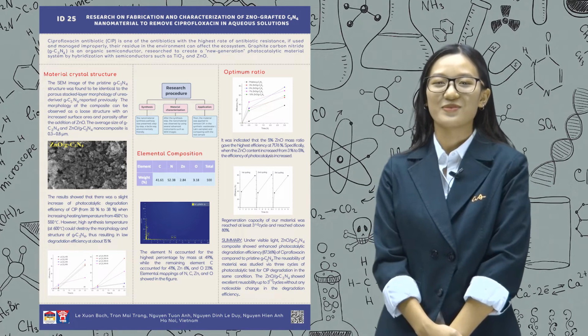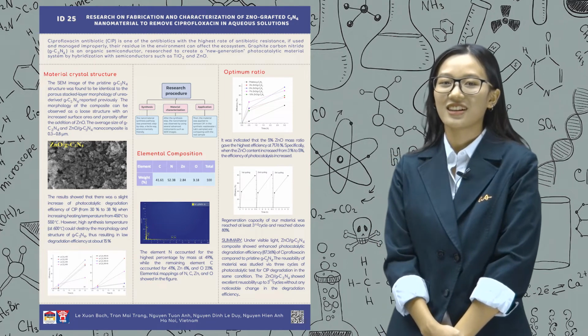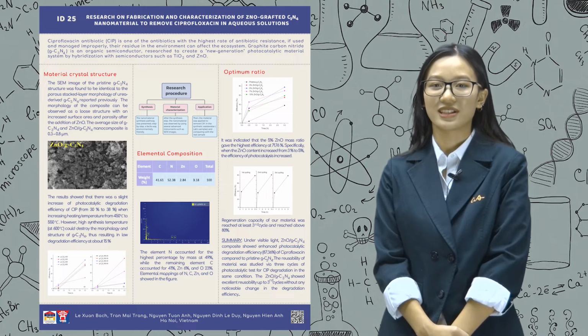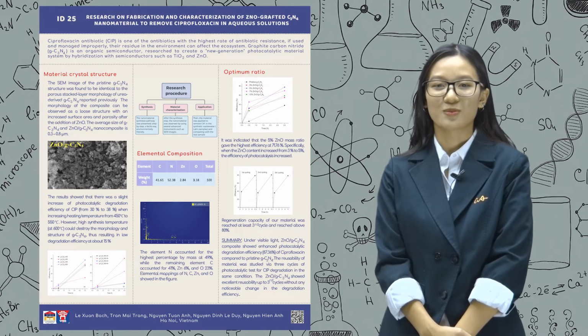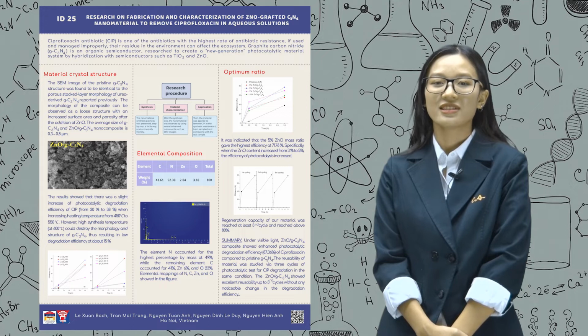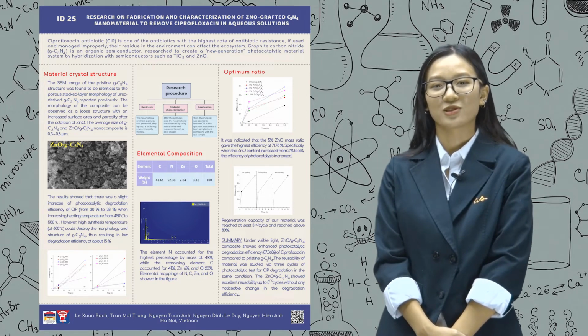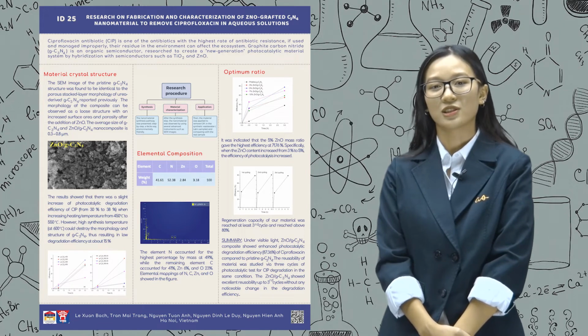Following up, we have the elemental composition table. The element nitrogen accounted for the highest percentage by mass at 49%, while carbon accounted for 41%, zinc 6%, and oxygen 23%. Elemental mappings of nitrogen, carbon, zinc, and oxygen are shown in the figure.